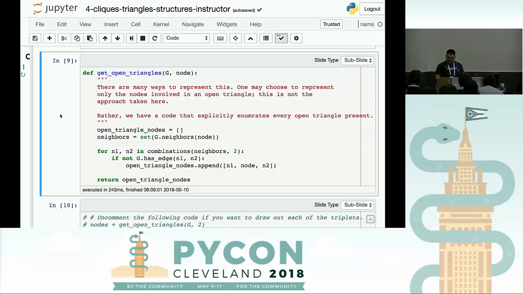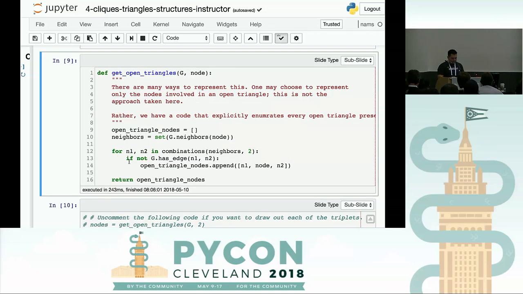Okay, quick sanity check. How many people are done with this exercise? Okay, we're roughly at quorum. Let me just very quickly go through the key part of this answer. The key line inside here is line number 13 in this cell that I'm showing up there. I've highlighted it. Basically, I iterate over every pair of that node's neighbors, and I ask if there is not an edge. If there's no edge between these two neighbors, then the three of us are in some open triangle relationship.